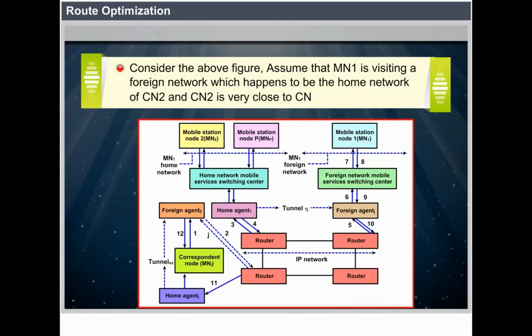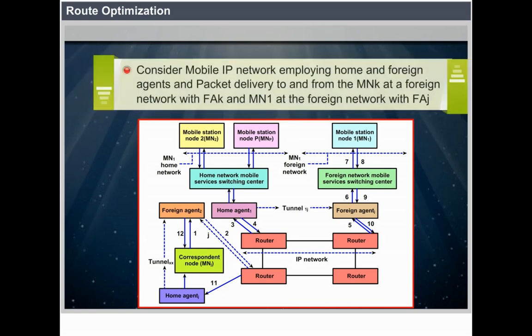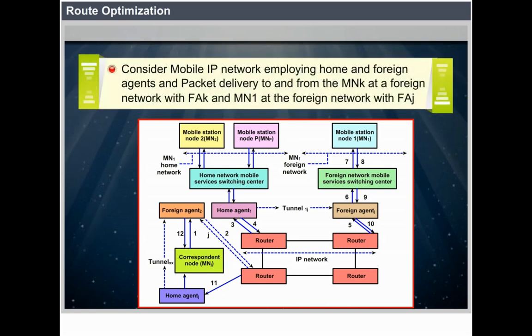Route optimization. Consider the above figure. Assume that MN1 is visiting a foreign network which happens to be the home network of CN2, and CN2 is very close to CN. Consider a mobile IP network employing home and foreign agents and packet delivery to and from the MNK at a foreign network with FAK and MN1 at the foreign network with FAJ.